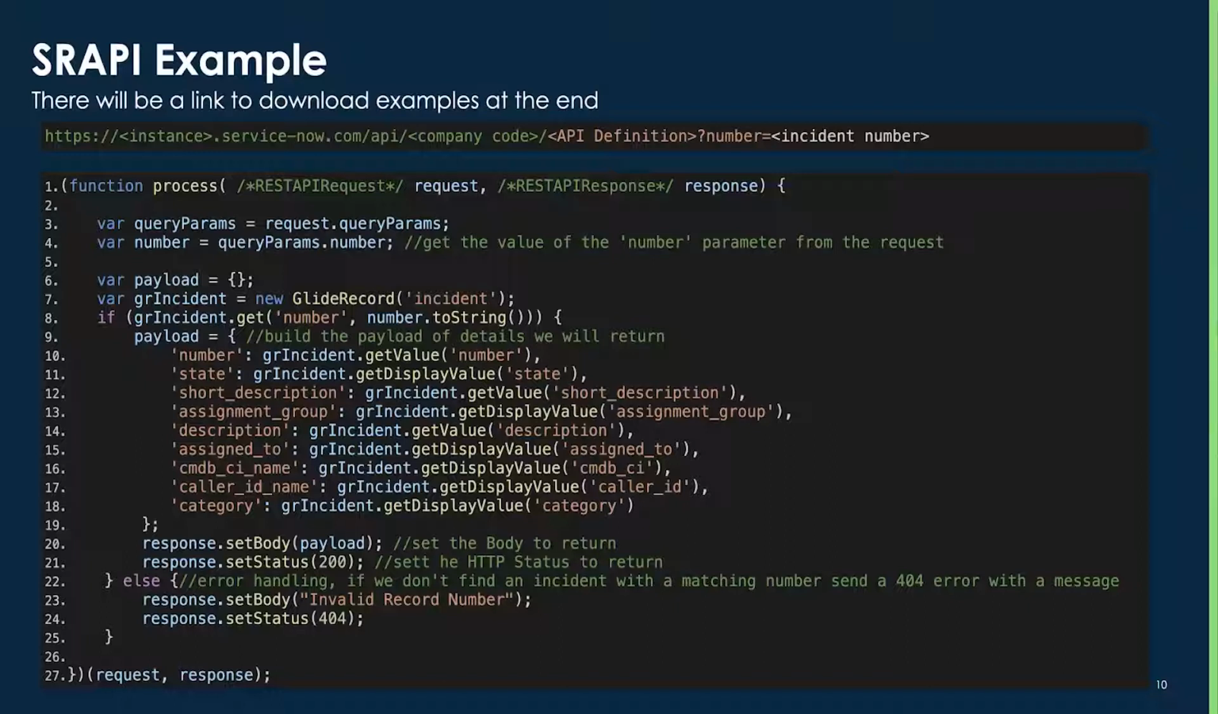And that's going to be returned to them. Line 22 deals with the bad incident number. Somebody sends me a number that doesn't exist. I'm going to send them a 404 not found message and an error saying you gave me a bad number. And just like that, I've built a scripted REST API endpoint that somebody else can call, and then they can get the information that they need.